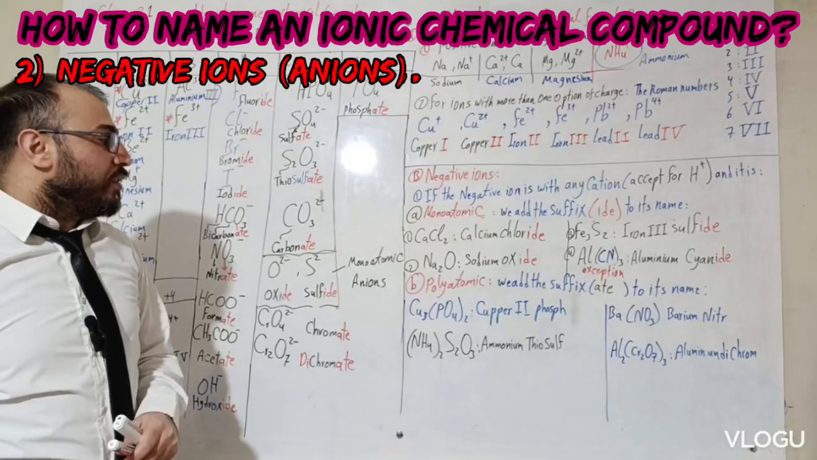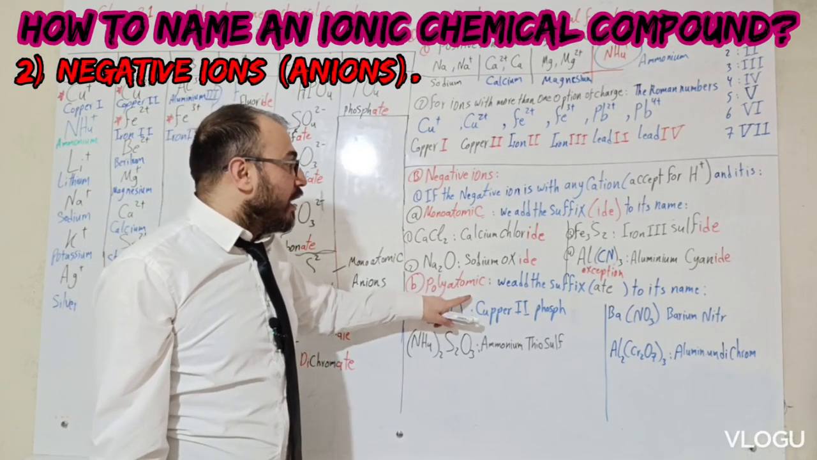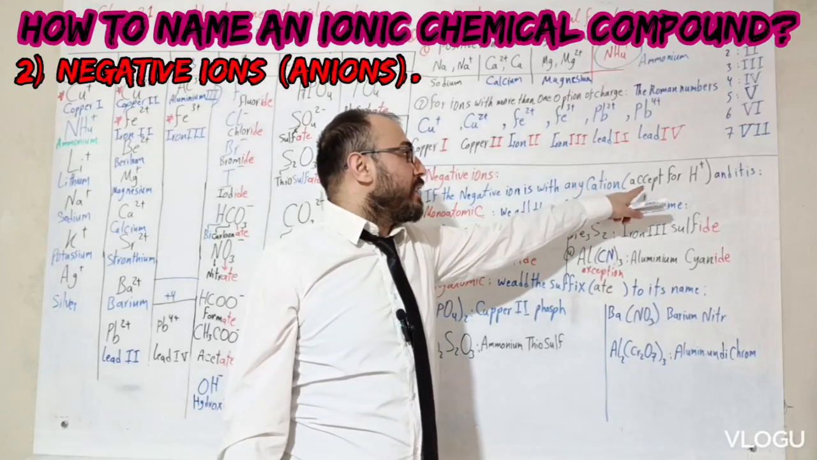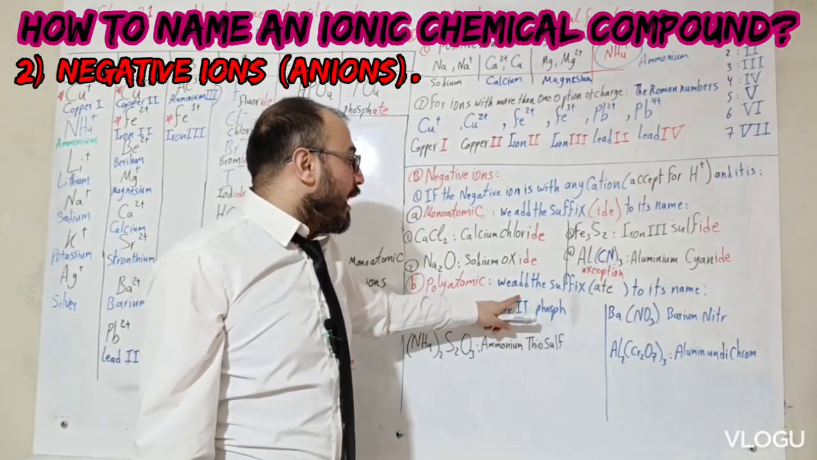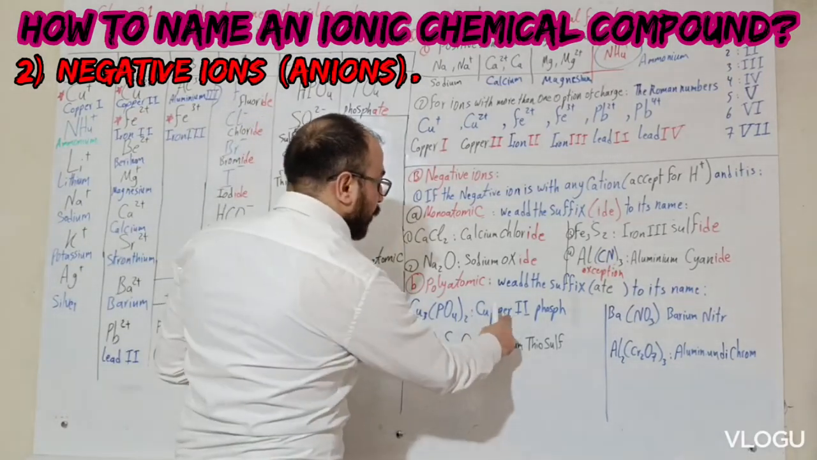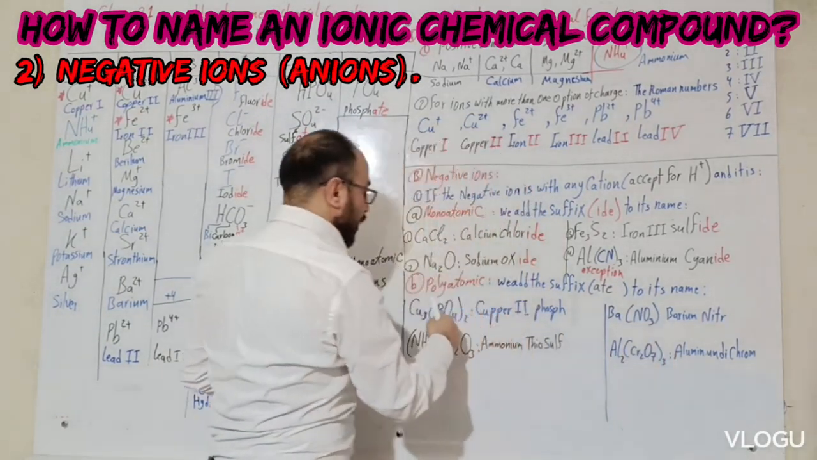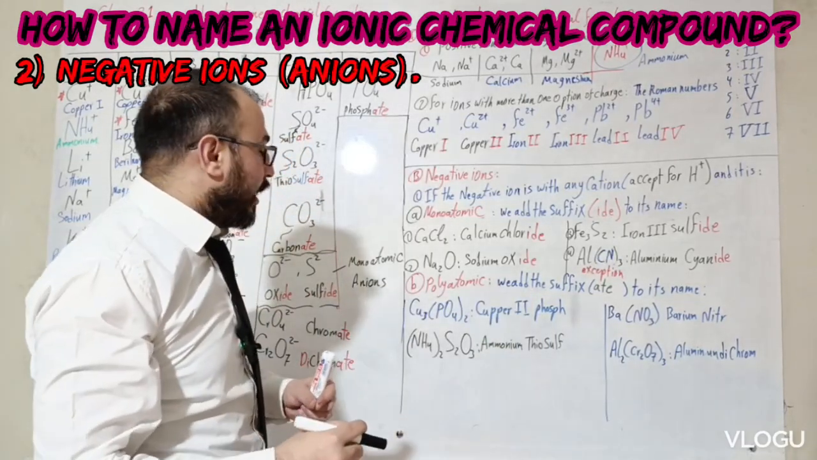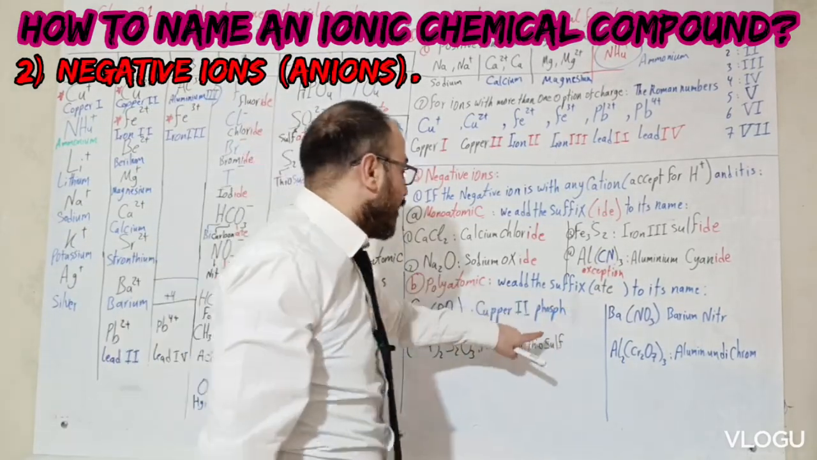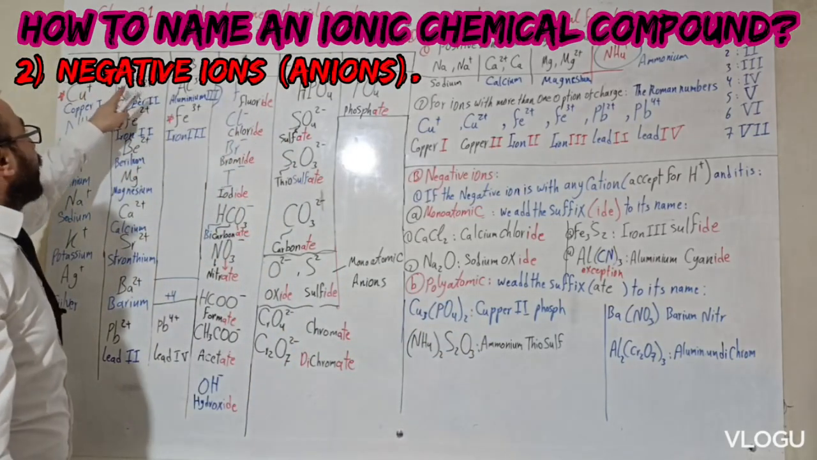So what about the other option? Here, if the anion is polyatomic and it is related with any cation except for H+, we add the suffix "ate" to its name. For example, here we have copper 2, ammonium, barium, aluminum. You see those are positive ions or cations. Their names are still the same. I only add 2 here because I have 2 types of copper, copper 1 or copper 2.